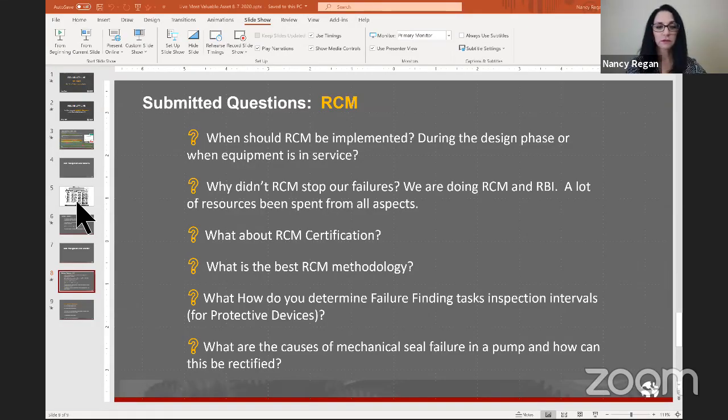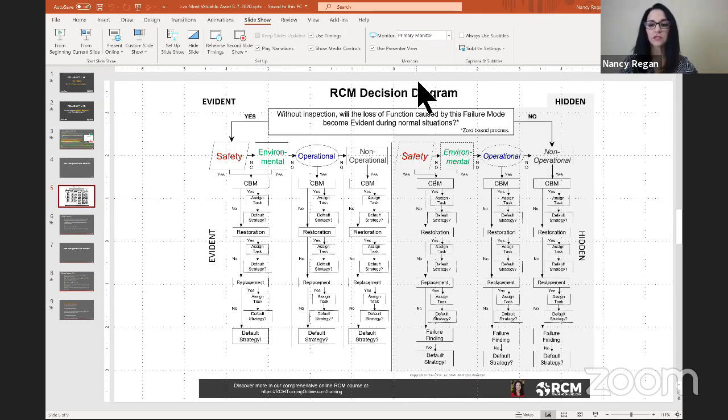Okay. Let me know if you can see this. If you can see the decision diagram, just say yes. Anyway, put it in the Q&A because, oh, there it is. Yep, okay, you can see it. Okay, good.